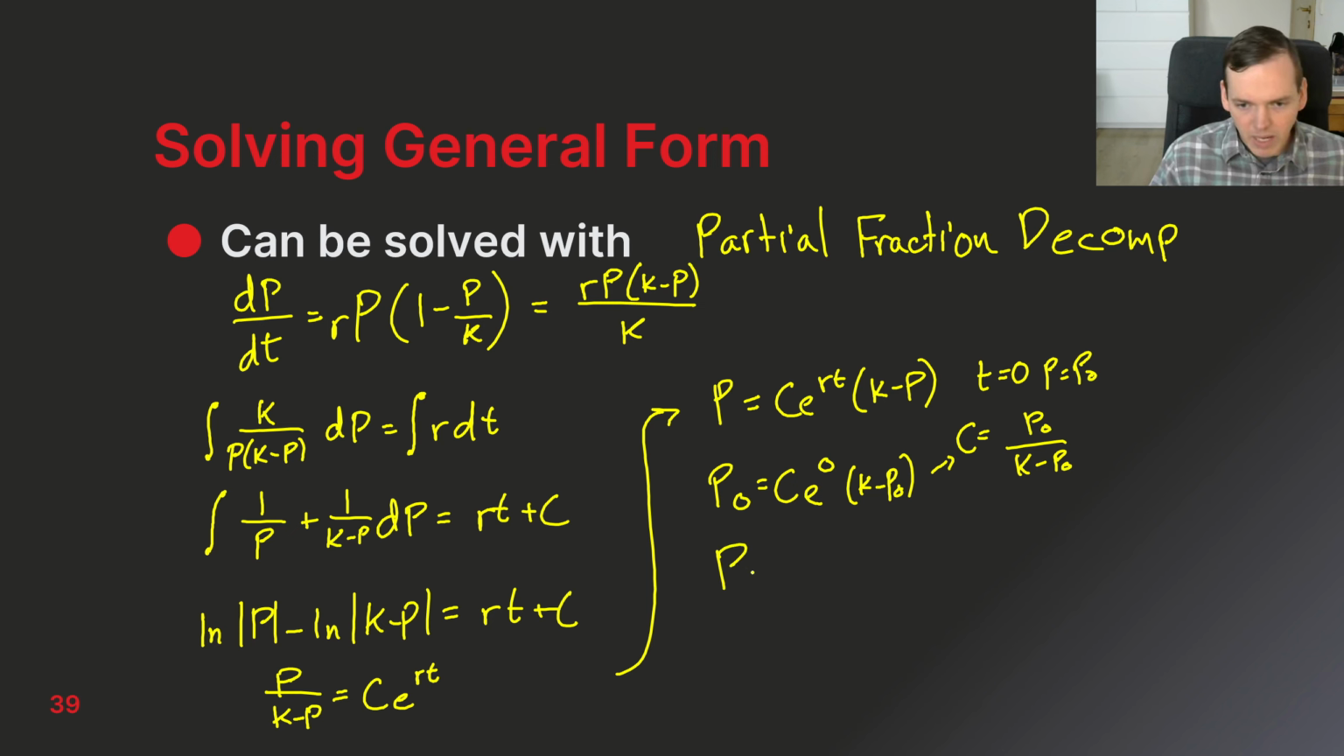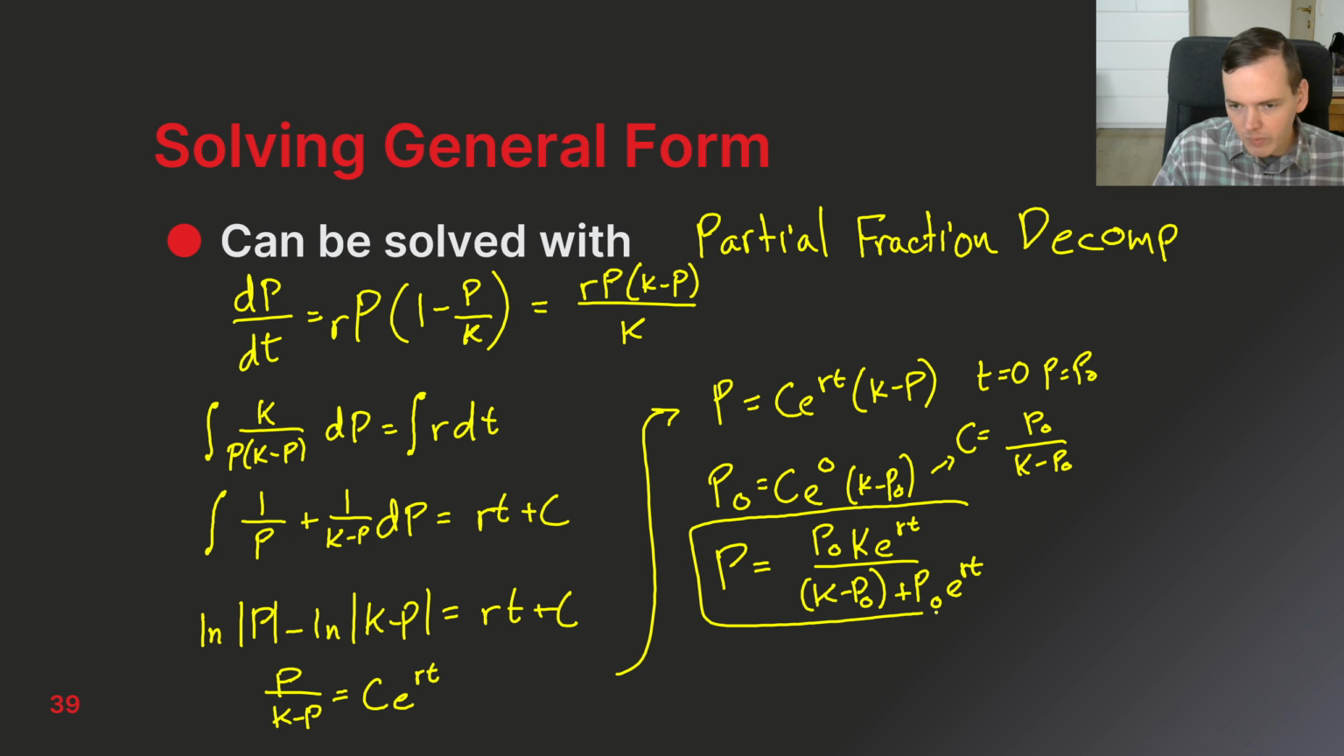And then you can come back to doing a little bit more algebra, cleaning up. You'll get P naught times the carrying capacity K times e to the RT, over K minus P naught plus P naught e to the RT. And this should also be a P naught. So this is the solution.